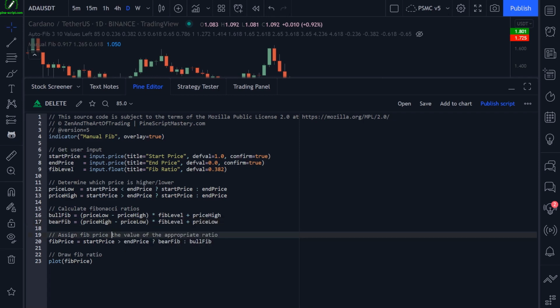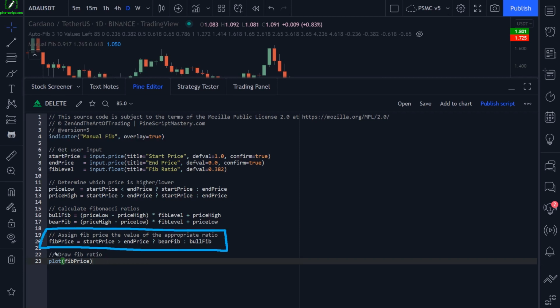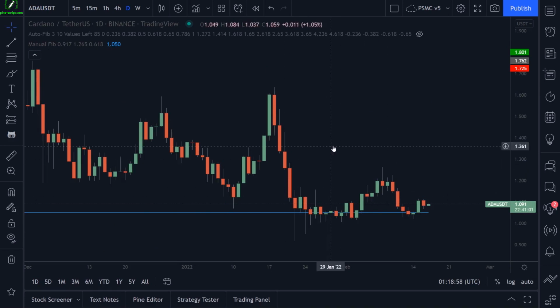And then to draw this onto the chart, I have this line of code here, and we have fib price equals, is the starting price greater than the ending price? If so, we want to draw a bearish Fibonacci. Otherwise, we want to draw a bullish Fibonacci. So this code here is what automatically determines which ratio we want to draw.